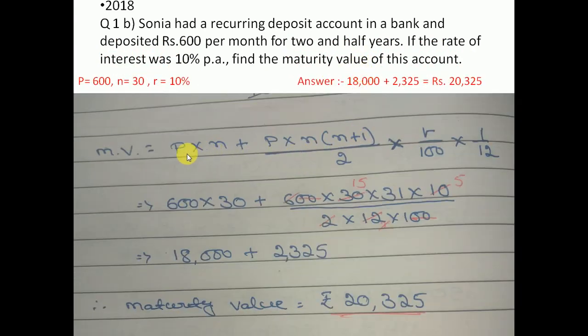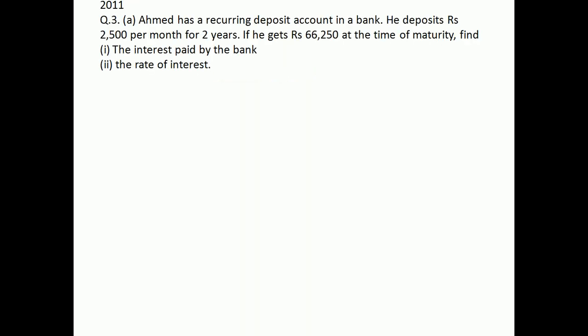Same formula. Maturity value is P into N plus this interest part. Simplify. 600 into 30 is 18,000. After simplification, interest part is 2325. Add both of them, you get the maturity value as 20,325. That's what the answer is here. See, all these questions from 10, 11 years, 4 questions, are of the same type.